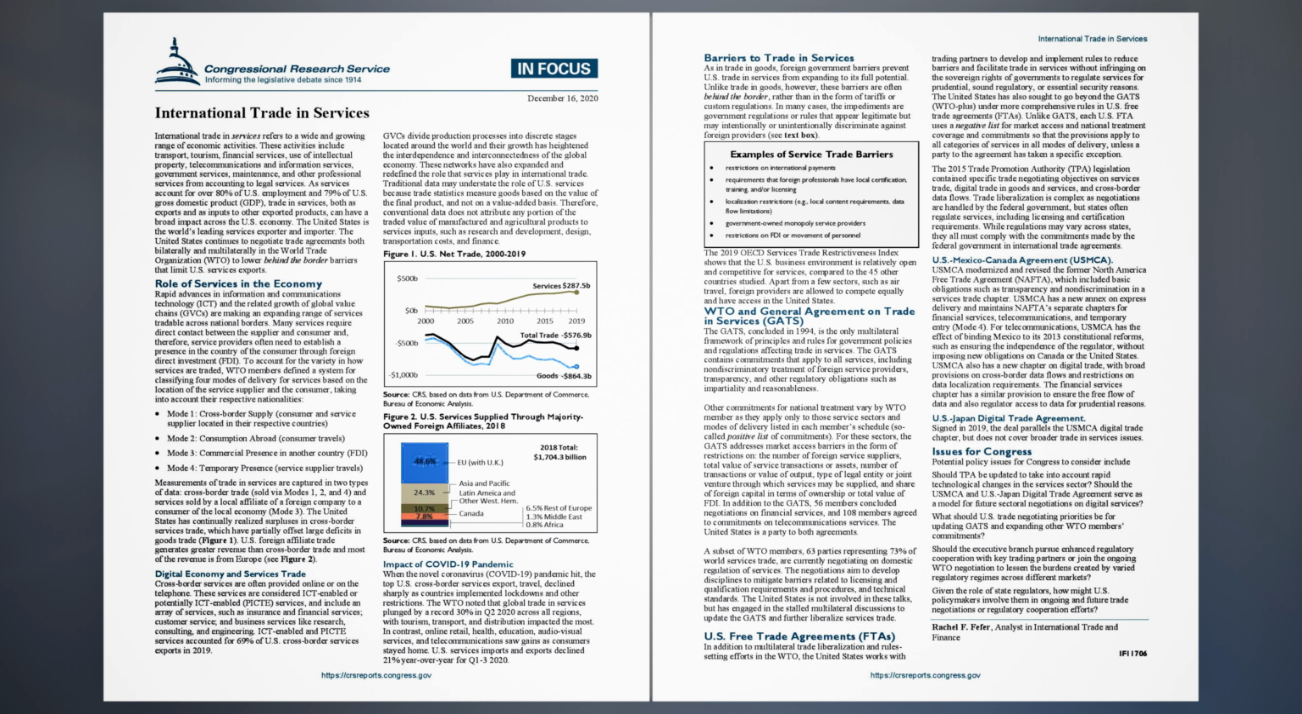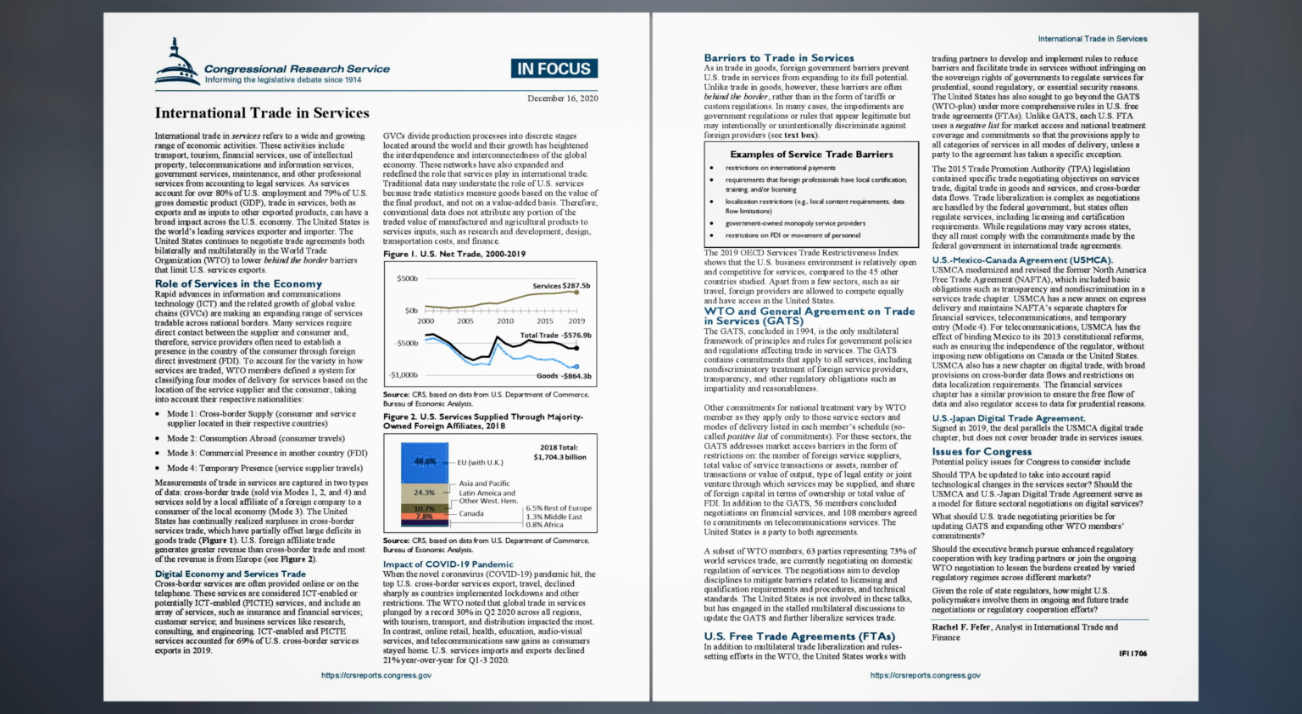U.S. Free Trade Agreements, FTAs. In addition to multilateral trade liberalization and rules-setting efforts in the WTO, the United States works with trading partners to develop and implement rules to reduce barriers and facilitate trade in services without infringing on the sovereign rights of governments to regulate services for prudential, sound regulatory, or essential security reasons. The United States has also sought to go beyond the GATS, WTO plus, under more comprehensive rules in U.S. Free Trade Agreements (FTAs). Unlike GATS, each U.S. FTA uses a negative list for market access and national treatment coverage and commitments so that the provisions apply to all categories of services in all modes of delivery, unless a party to the agreement has taken a specific exception.